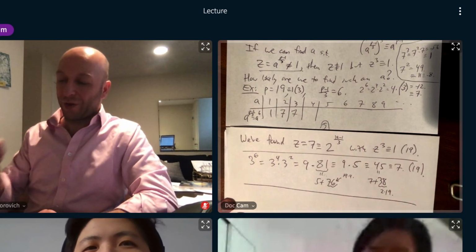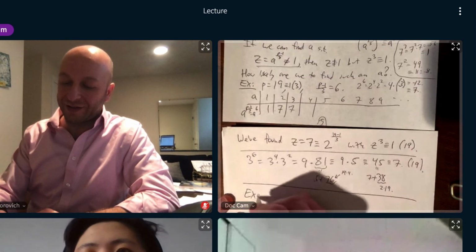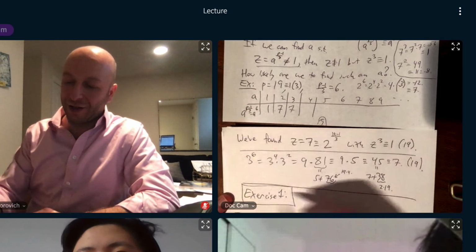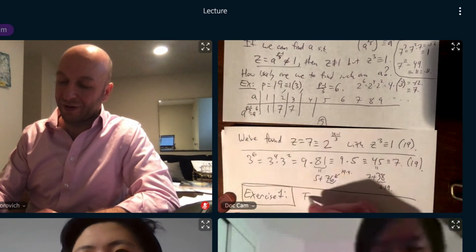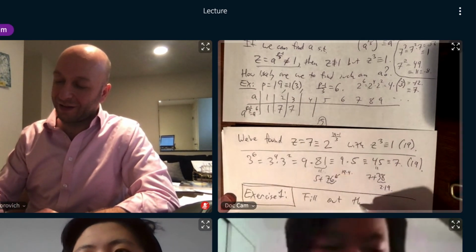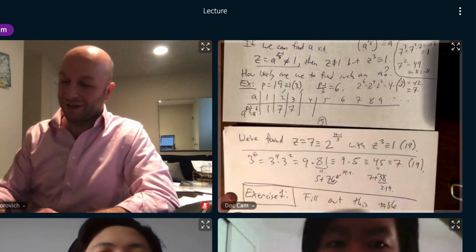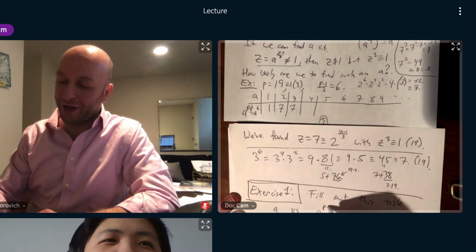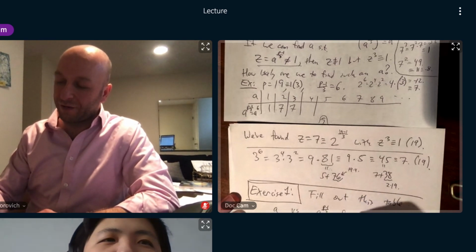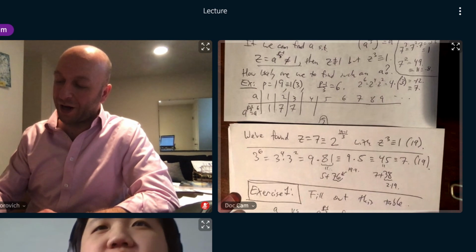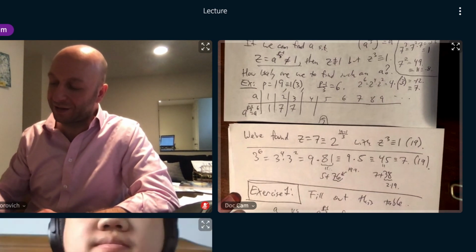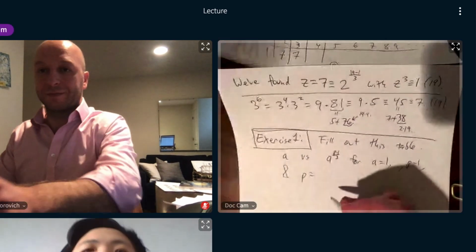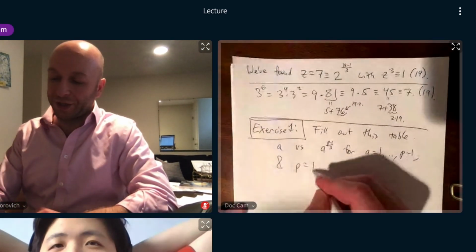Okay, we're out of time. I'm going to leave you an exercise, just one computational exercise. Fill out this table: a versus a to the (p minus 1) over 3, for a going from 1 up to p minus 1. And p equals 19, which is the one we were working on.